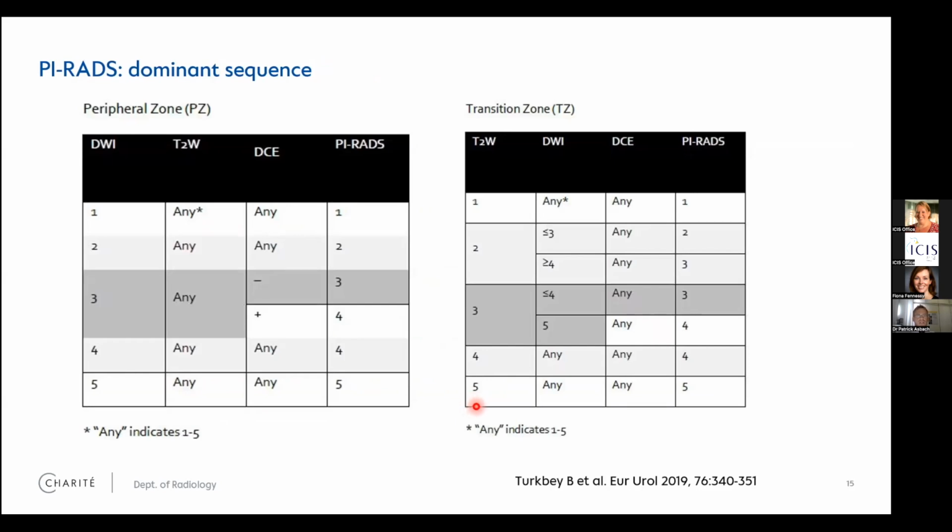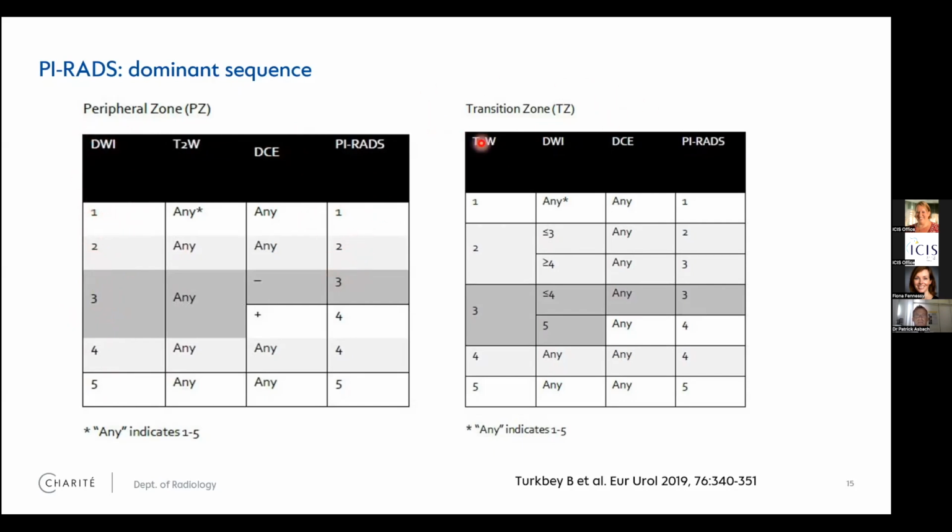Just briefly mention the concept of the dominant sequence of PI-RADS. Either the peripheral zone or the transition zone has a different dominant sequence. In the peripheral zone, the dominant sequence is diffusion-weighted imaging. This is very important. And only in the context of a PI-RADS 3 lesion, information from a second sequence, in this case the DCE sequence, comes into account. In all other instances, the dominant score equals the final PI-RADS score.